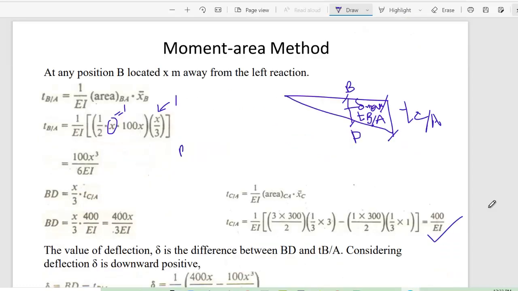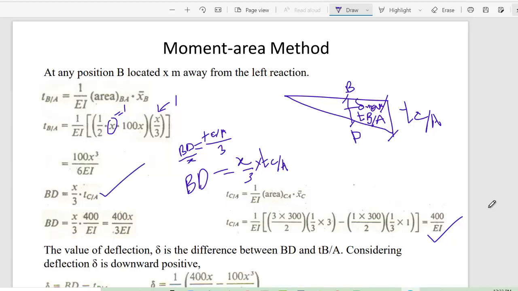So if you consider BD divided by x equals theta C by A divided by L, where L is 3, here you can see BD equals x by 3 into theta C by A. You know theta C by A, so you put in its value and finally get the BD value as 400x over 3EI. So now the challenge is: what would be the value of x?